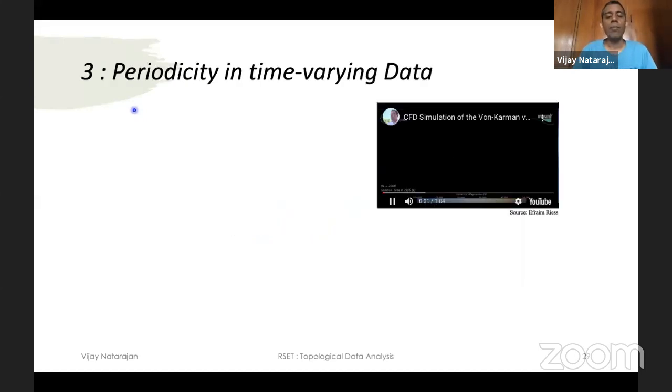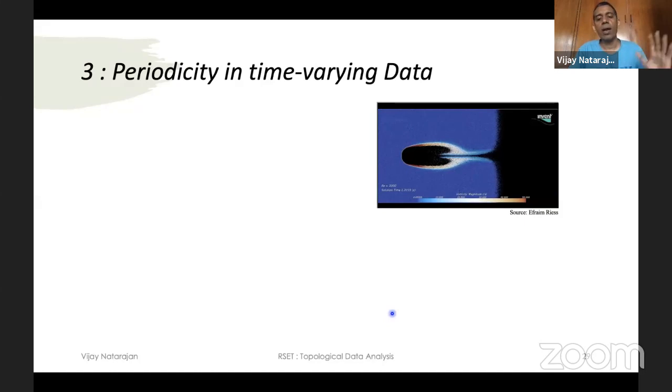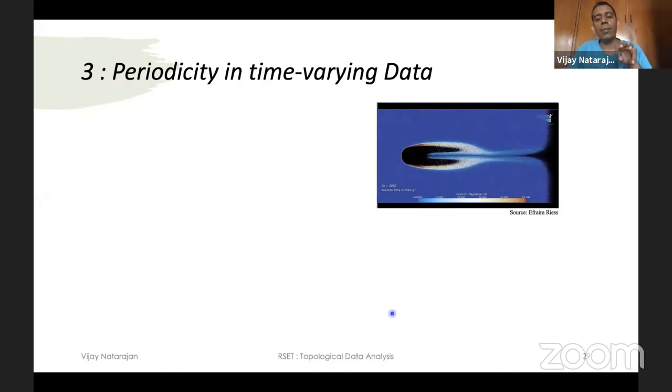Symmetry over time is essentially periodicity or tracking. So here is flow of some liquid behind a cylinder. The way you want to see this is you have a fluid flowing from left to right. There is an obstacle at the middle in the form of a cylinder. And what happens to the fluid is it starts becoming turbulent in the wake of this cylinder obstacle, right?